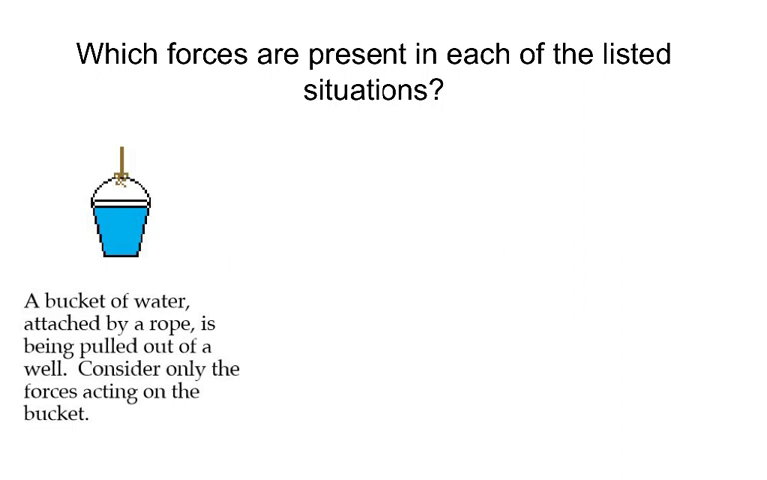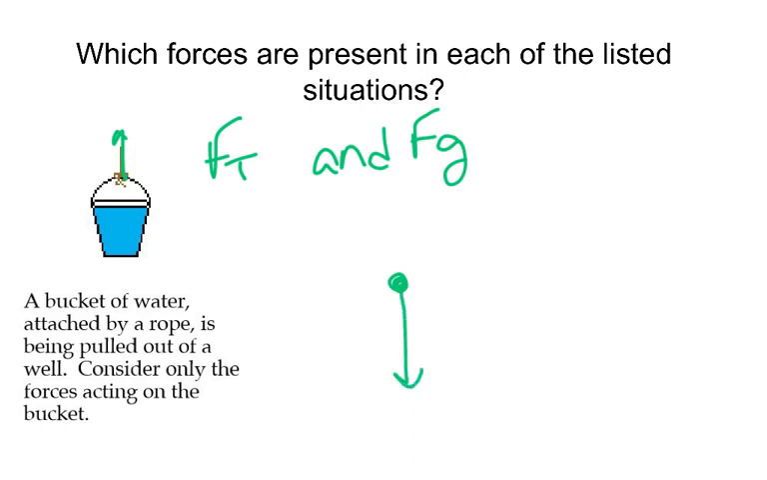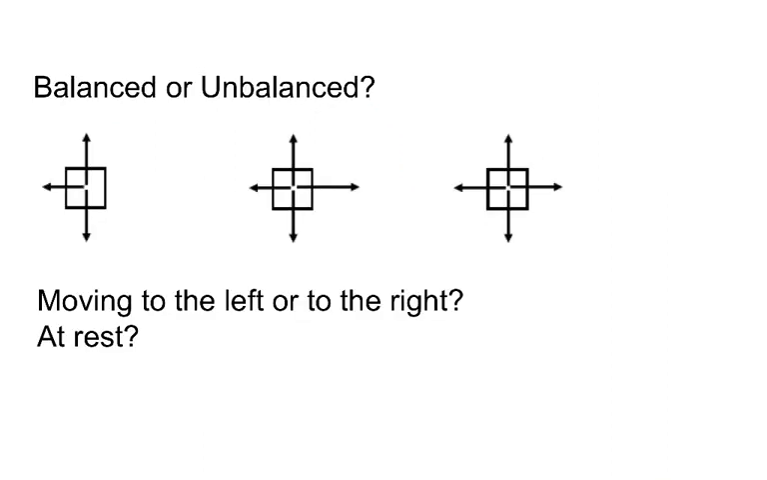All right, a bucket being pulled out of a well. So we have a rope now. So we have a tension and we have a gravitational force. We drew force diagrams last year. The forces go in the direction that they act on the object. Gravitational force straight down. Tension force straight up. That would be our force diagram for the bucket. Depending on whether it's being accelerated upwards or if it's going at constant velocity, that's what would tell us how the tension force and the gravitational force relate to each other.